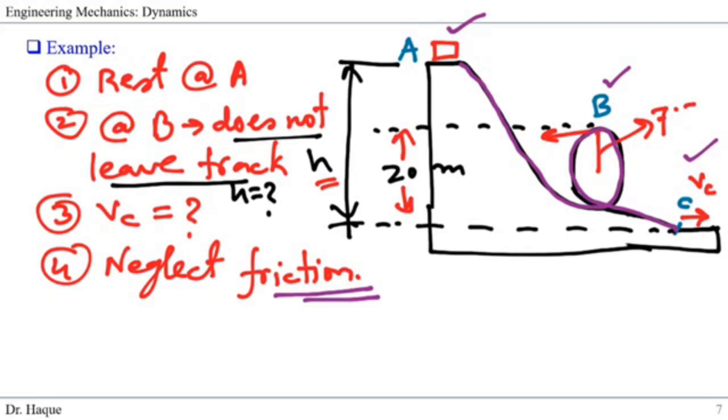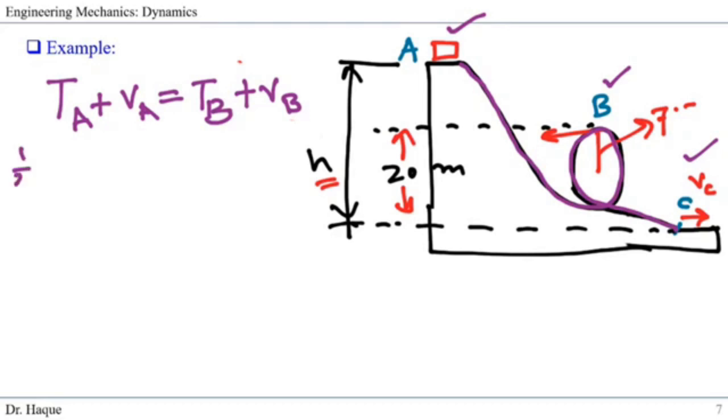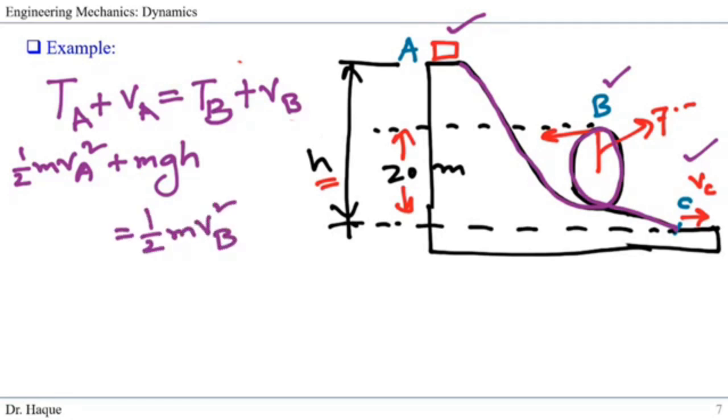So let's see how we can solve the problem. My first step would be just writing the conservation of energy. We know that TA equals half m VA squared plus m g hA, where m is the mass of the box, which is not given, so we'll assume m is the mass of the box, equals half m VB squared plus m g hB.